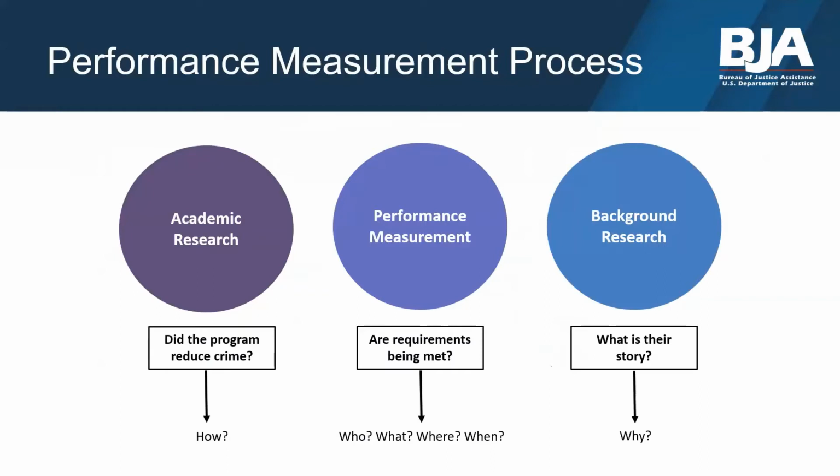In the middle, we have performance measurement. This provides us with accountability via the raw outputs of a program. For example, did a grantee conduct enough citizen meetings? Did they serve enough people? Are they doing what they said they would do? This helps us to answer who did what, where they did it, and when.